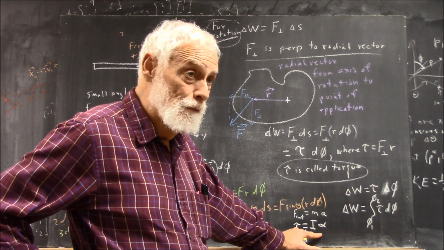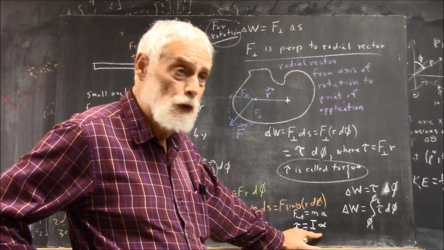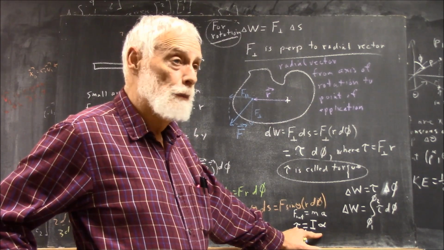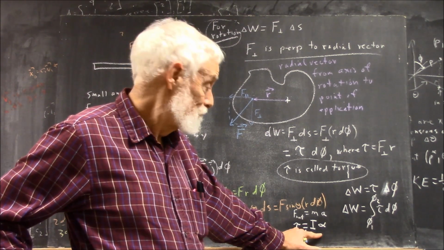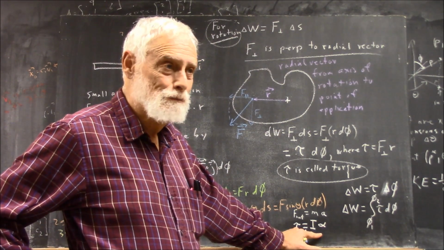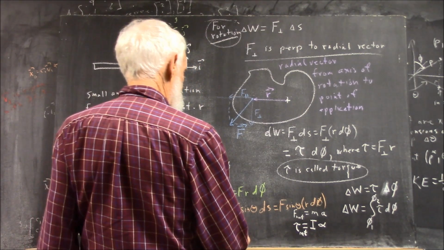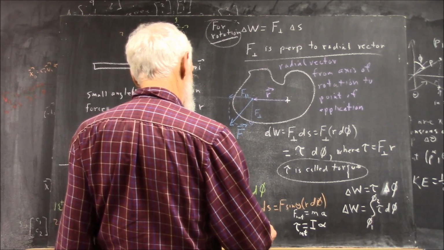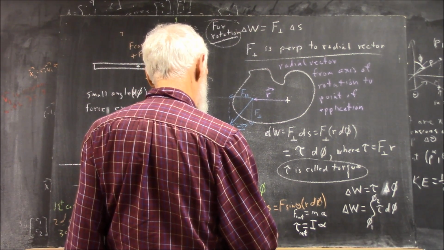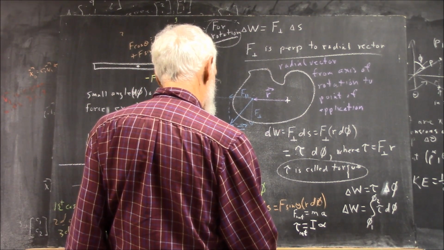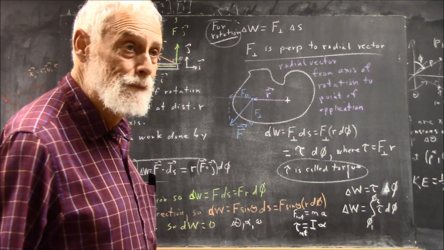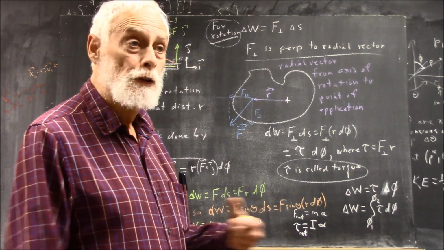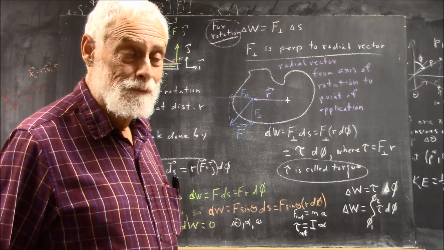What is alpha again? We know what alpha is. We've been talking about alpha for months. If you don't know what alpha is, you really haven't noted that we have delta, theta, alpha, and omega all measure what? Angular motion. Oh, angular acceleration.